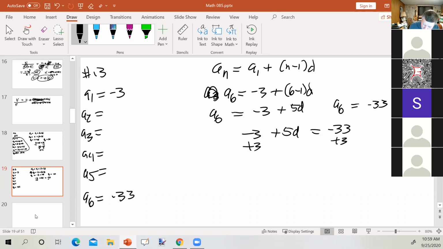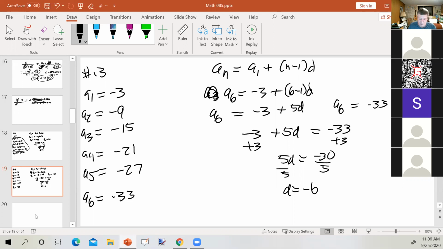We're going to add 3 to both sides. 5d equals -30. Divide by 5. d is -6. So a sub 1 is -3. A sub 2 is -3 plus -6, which is -9. A sub 3 is -9 plus -6, which is -15. A sub 4 is -15 plus -6, which is -21. A sub 5 is -21 plus -6, which is -27. And to check our work, a sub 6 would be -27 plus -6, which is -33.